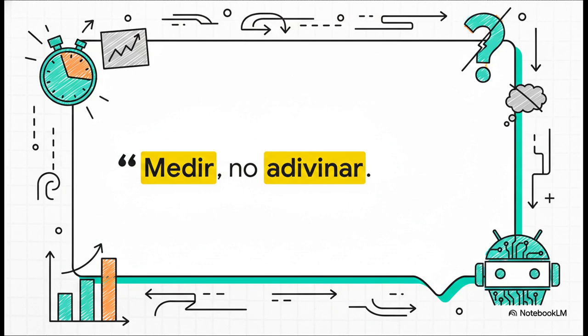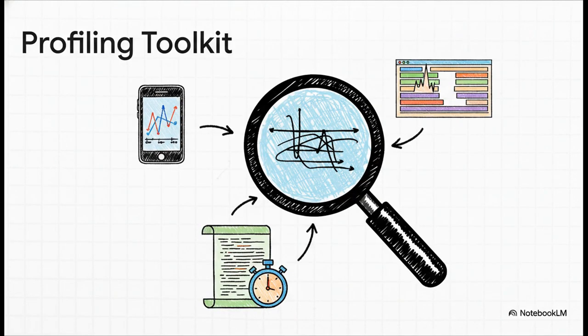Why? Because your gut feeling about what's slow in your code is almost always wrong. We all do it. We spend days optimizing some function that it turns out was only using 1% of the time, while the real problem was somewhere else entirely. You have to measure. Assumptions are the enemy. Data is your only friend. So how do we measure? You need the right tools.